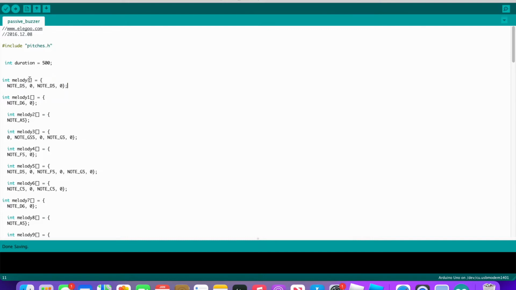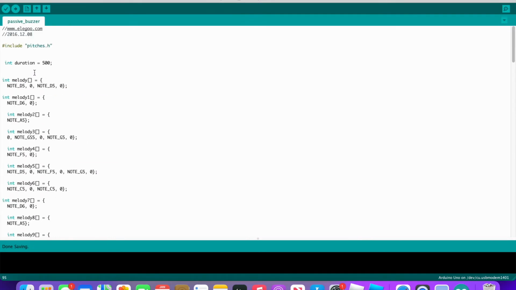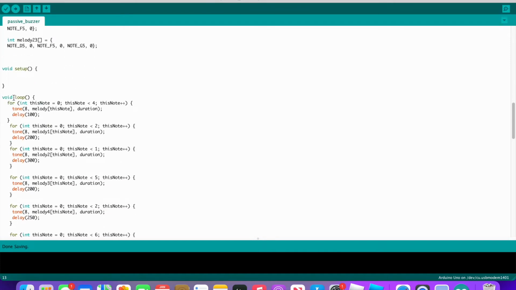So it's melody and then no number, and then this is melody, no number. But for the second one, it's melody 1. Here, I'll show you. Melody 1. So if we go back down here, it's going to be 4. It's our for loop. Initially, this note is 0 until this note is higher than 4.